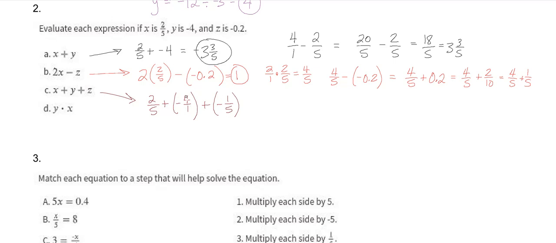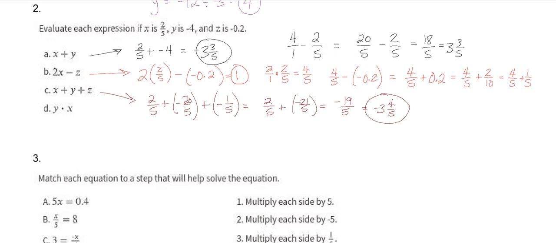So let's change that to -20 over 5. Alright. And so these two combine to make -21. So we got 2/5 plus -21/5. And now we got a positive and a negative, so we got to subtract. And the negatives win by 19. So -19/5 is acceptable. You could also write -3 and 4/5. Either one of those are fine.